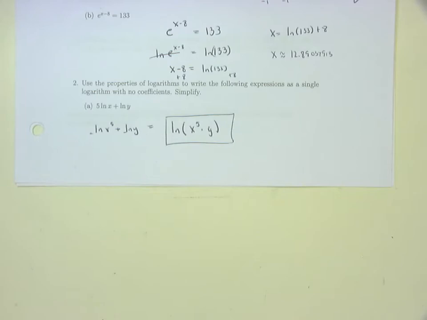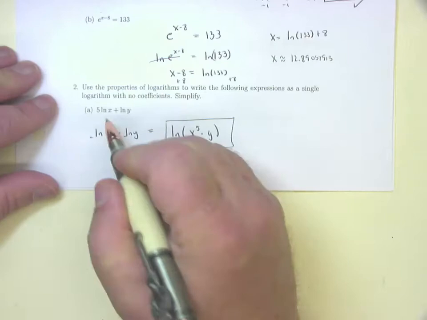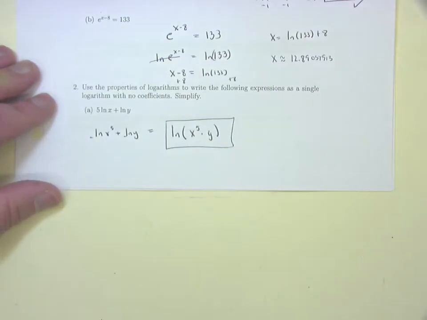Question. But you've got to make sure, rules, before you can combine logs, the coefficient in front of those logs must be a 1. So, here's another one.